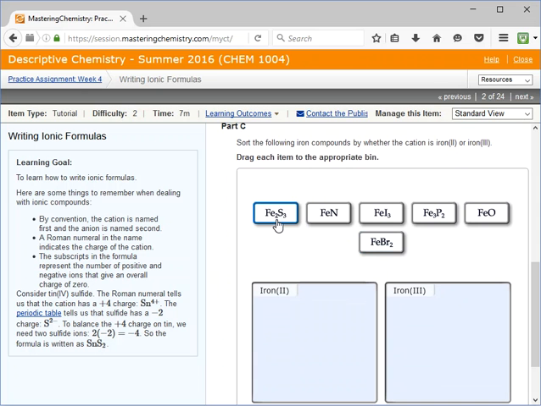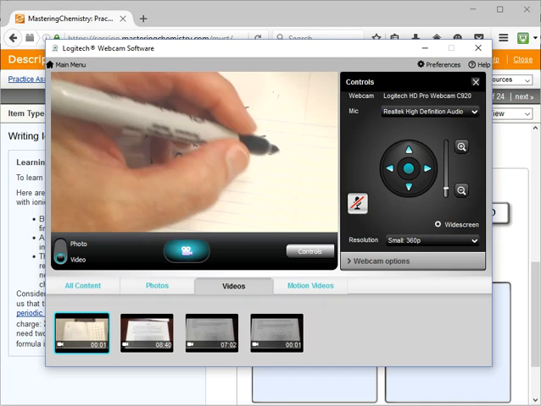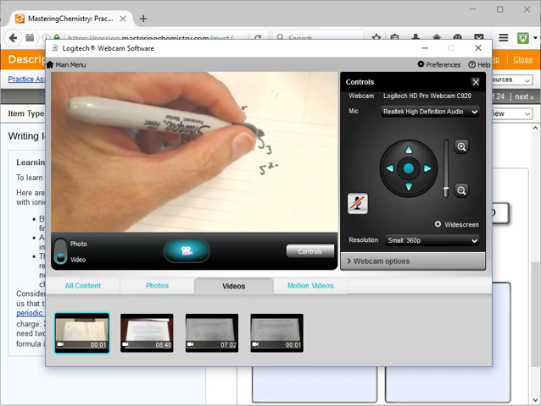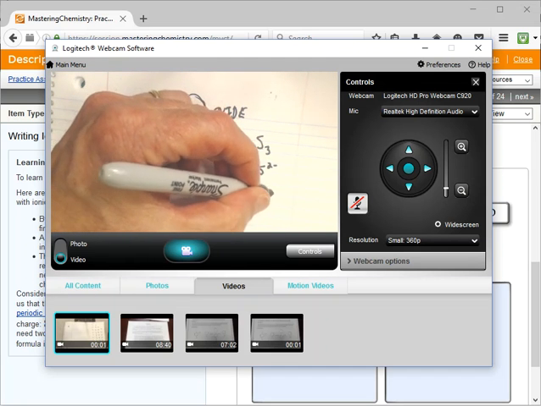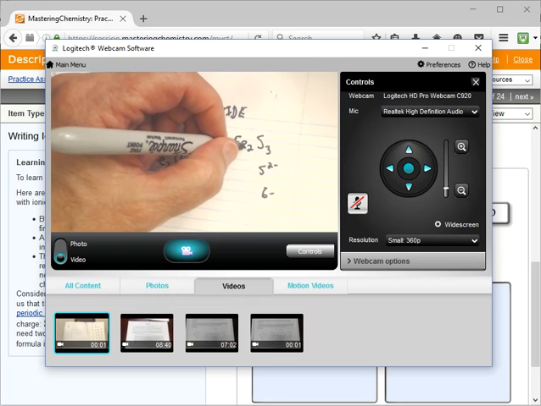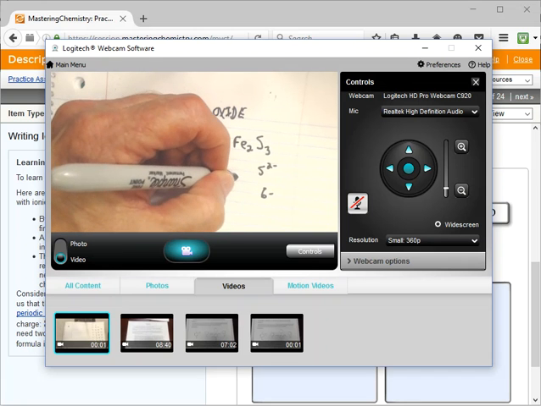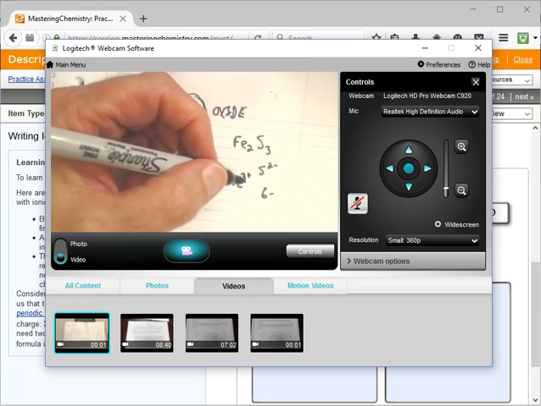sulfur is in the same group as oxygen, so sulfur takes a -2 charge, right? If you have 3 of those in here, that means you have a total of 6 minus charges because you have 3 sulfurs, each one is -2. So that means those two irons must total plus 6. Well, if two irons are plus 6, then each iron has to be plus 3. You can look at it that way, kind of work it backwards.